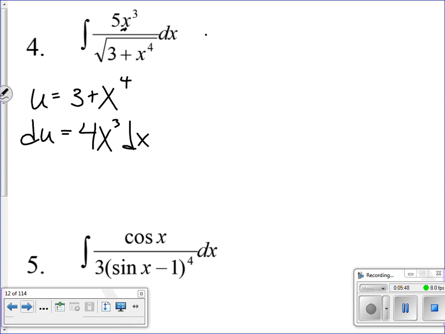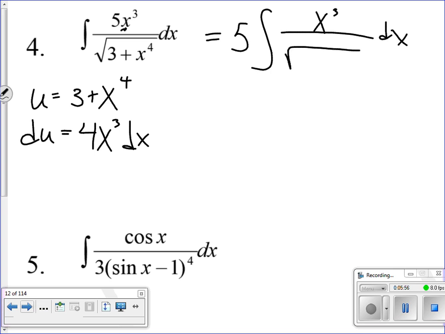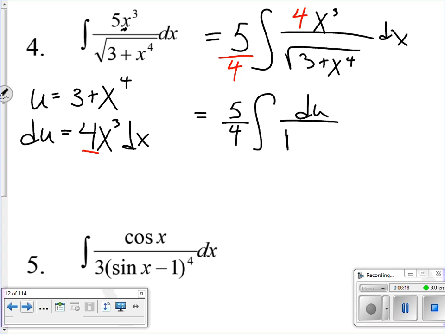So we would pull the 5 out. If there's a constant multiplier, pull it out right away. Then you want to put in any missing factors of du, and this time we're missing a 4. So we can put a 4 in and divide by 4 on the outside. Now you rewrite in terms of u and du, so you should still have the integral sign, and it's du over the square root of u.